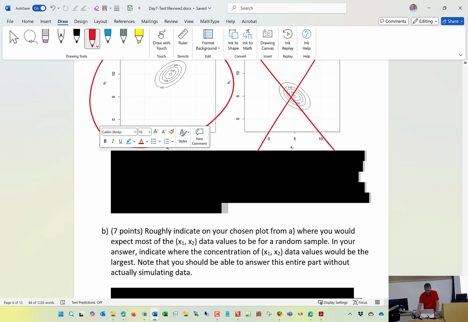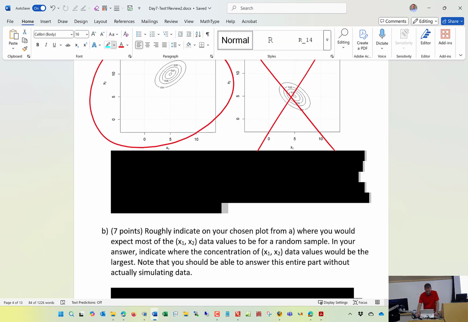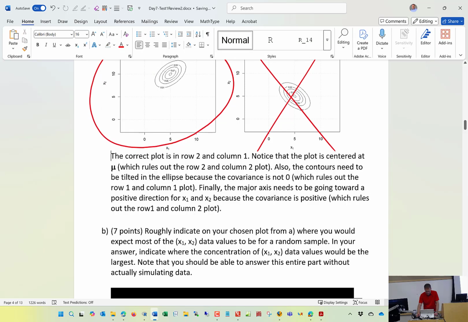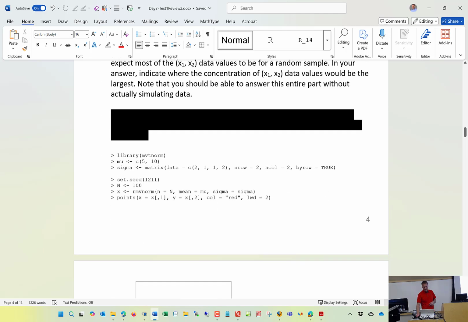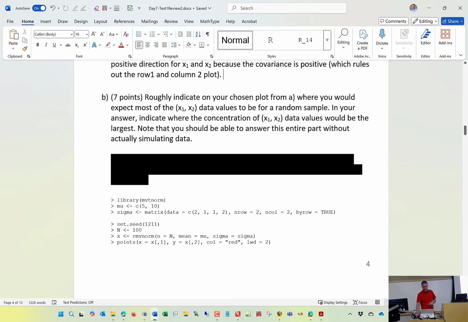So let me show you what I have here for an answer. I guess the way that I did it here is I reasoned through it. Later, I did actually need to use some code to do some stuff. Then part B: roughly indicate on your chosen plot from A where you would expect most of the x1 and x2 data values to be from a random sample.